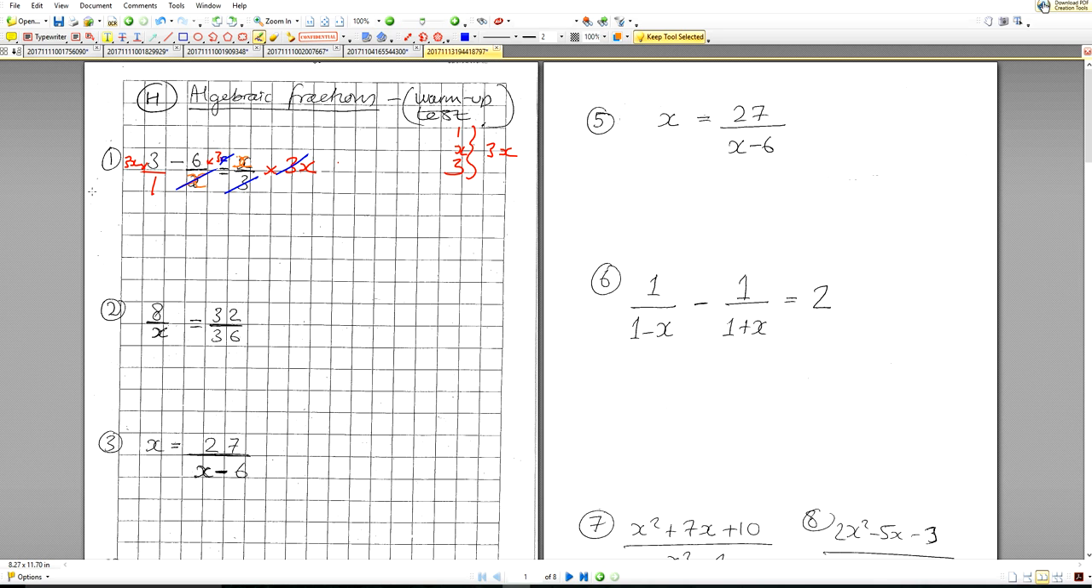Now we have left on top 3x times by 3, which will give us 9x. Minus 6 times by 3, that will give you minus 18 equals. And then you're left with x times by x. That will give you x squared. If you look carefully, what we have here is the remnants of a quadratic equation.